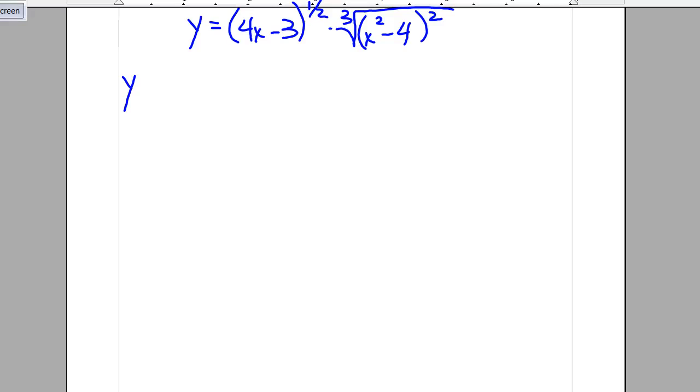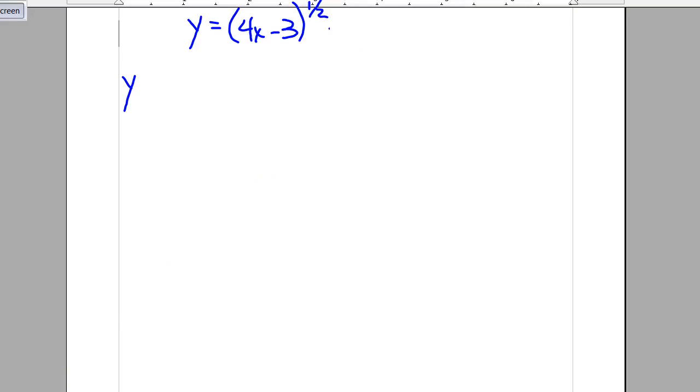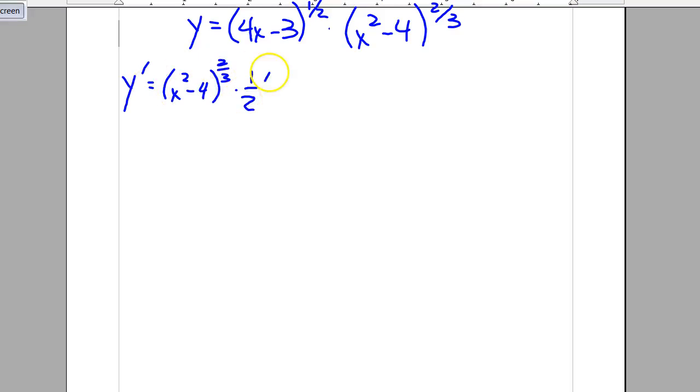So the first thing I would do is just erase this or rewrite it as x squared minus 4 to the 2/3. And then I'm taking my product rule and quotient rule. So the second thing times the derivative of the first thing, which is bring down the half, leave the 4x minus 3 alone, reduce the power by 1, and multiply by 4.